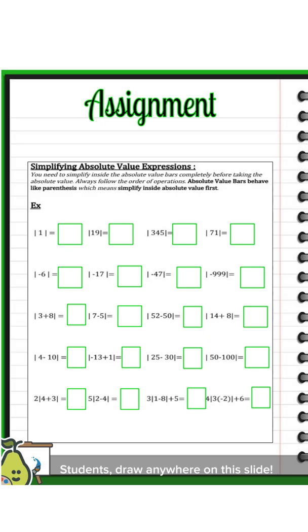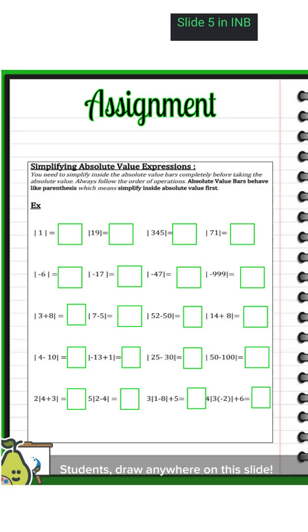All right, so let's look at a couple of examples. Again, this is in your interactive notebook on the next page, so slide 5. I'm going to do a couple of these for you, and then I'm going to want you to complete the rest on your own. You'll be able to type in your answers.